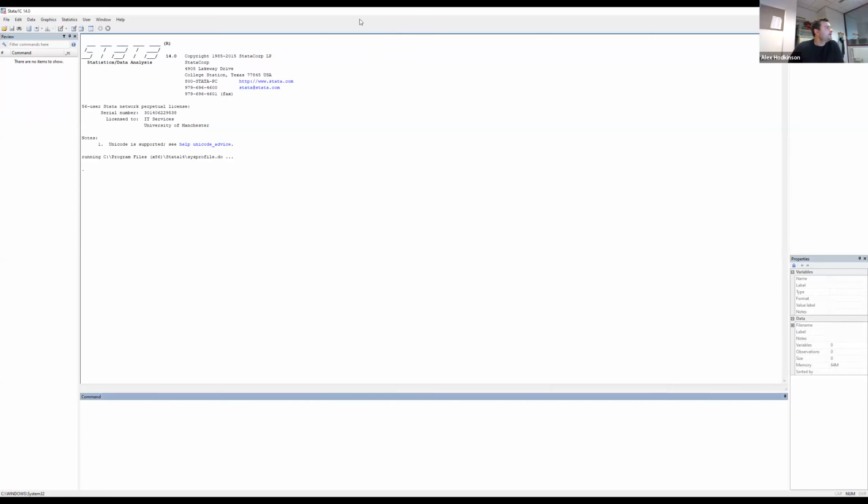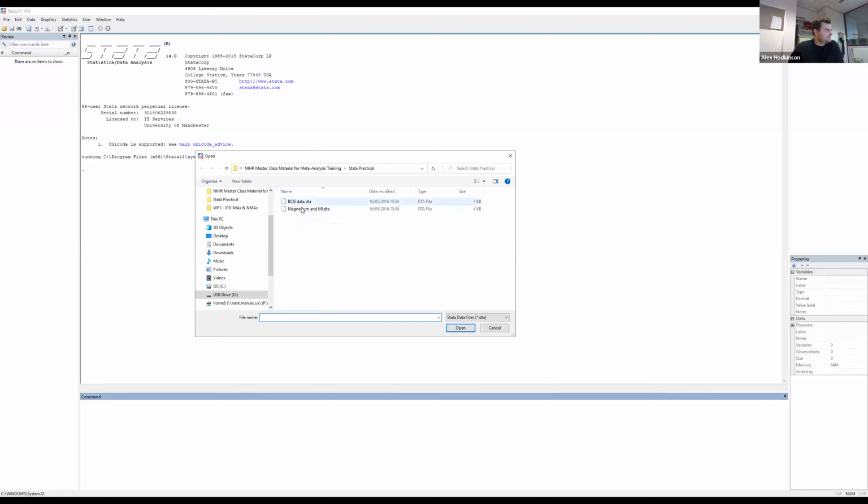Anyone who's got access to Stata, feel free to go through this alongside, or if you just want to watch it, that's fine as well. So you open data, which hopefully you get access to. If you go to open, we've got our data set. So we're looking at the magnesium one.